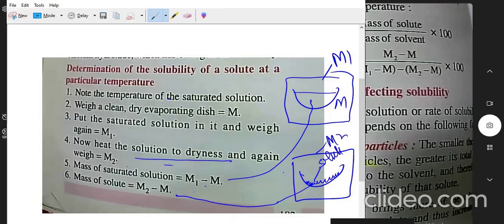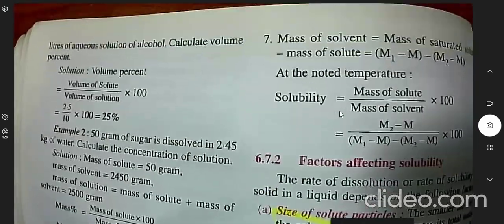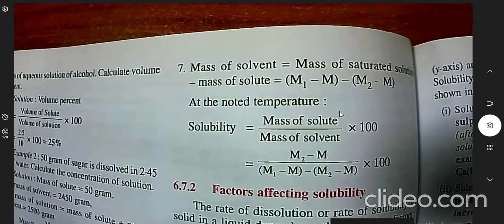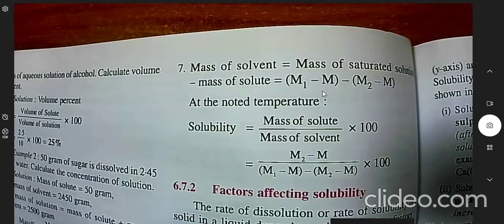Then what you do is, the mass of the solvent you have to find, because there are two things now. First, we have got the solution, we have got the solute. This is the saturated solution. Then you subtract the solute, you'll get the solvent. So then you can divide to get the solubility. But this is with respect to the solvent.